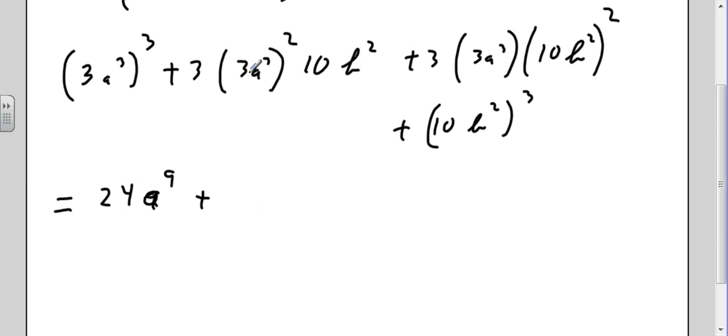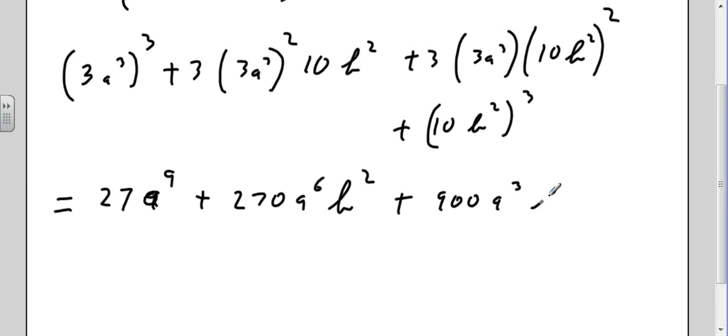plus I have 9 times 3 is, what happened to my 7? Who took my 7? All right, so I have 3 squared, which is 9, times 3 is 27, times 10, 270a to the 6th b squared, plus I've got 100, I've got 9, so I get 900a cubed b to the fourth plus 1000b to the sixth.